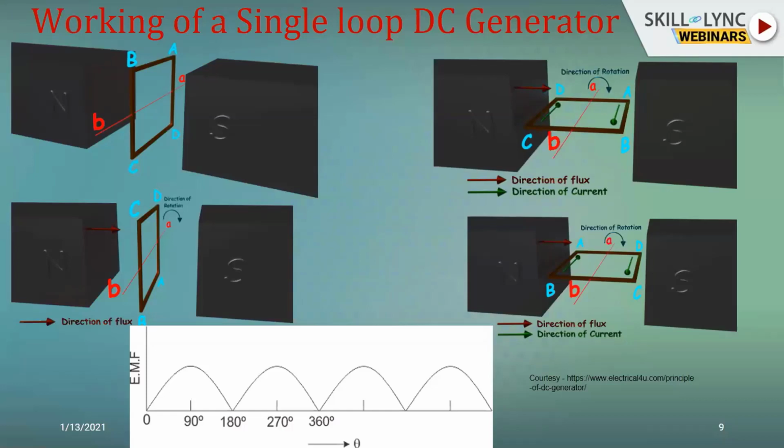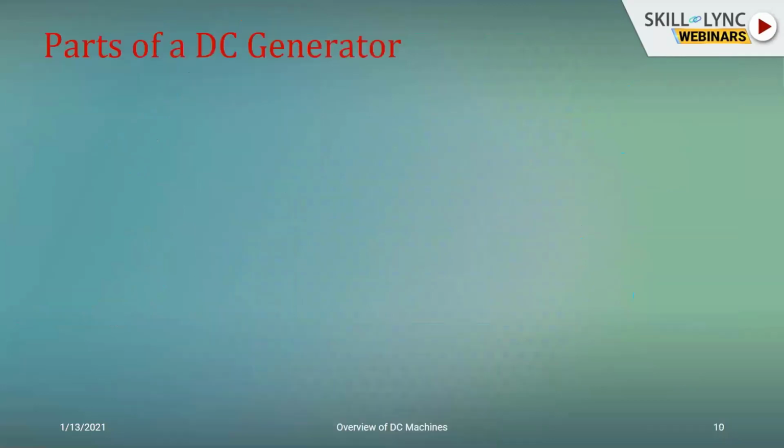Accordingly, whenever the induced EMF is high, you can see that if the load is connected, the magnitude of the flowing current also would be high. So this is how a single turn DC generator would function. I hope with this picture, the working is pretty clear to all of you.